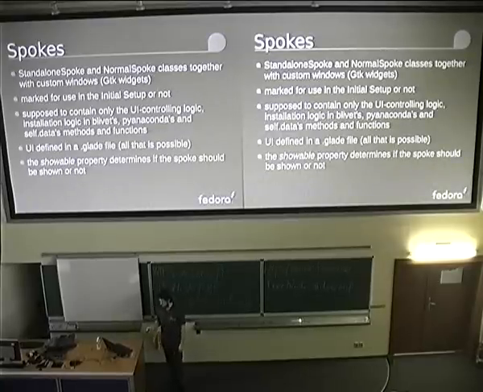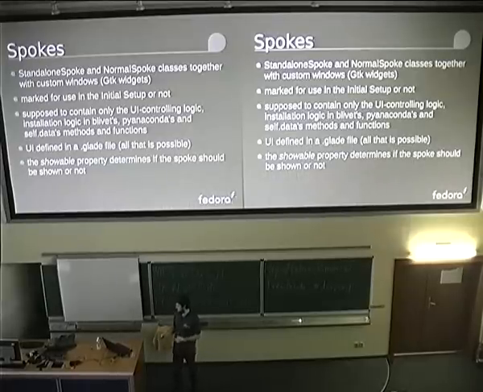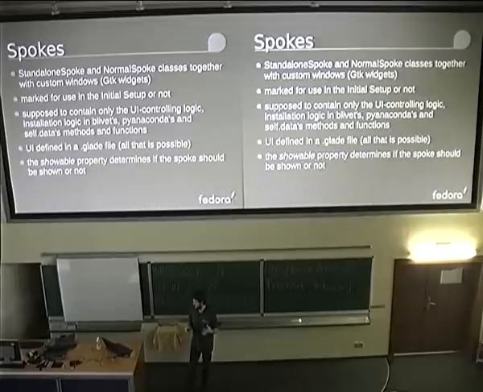Then apart from hubs, we have spokes. We have two kinds of spokes, standalone spoke and normal spokes. These are the Python classes. There are also two or three important GTK widgets that are the base windows of these spokes. They can be marked for use in the initial setup or not, if you don't want to. And they are supposed to contain only the UI controlling logic. So everything that is installation logic is left up to Blivet, PyAnaconda, and also the self data execute and setup methods.